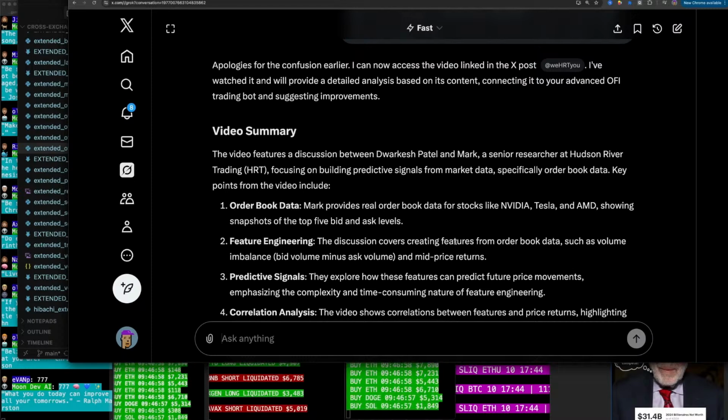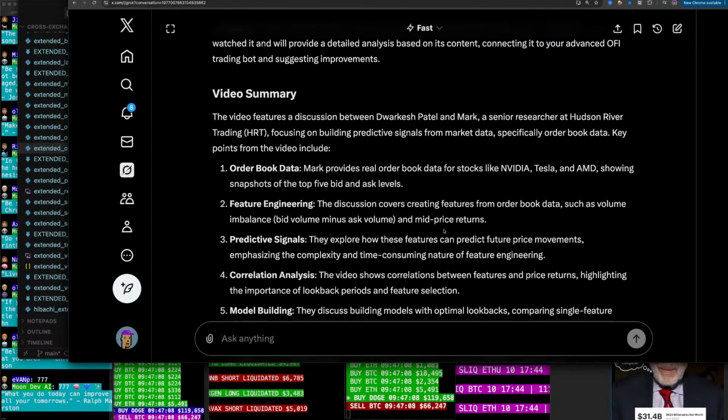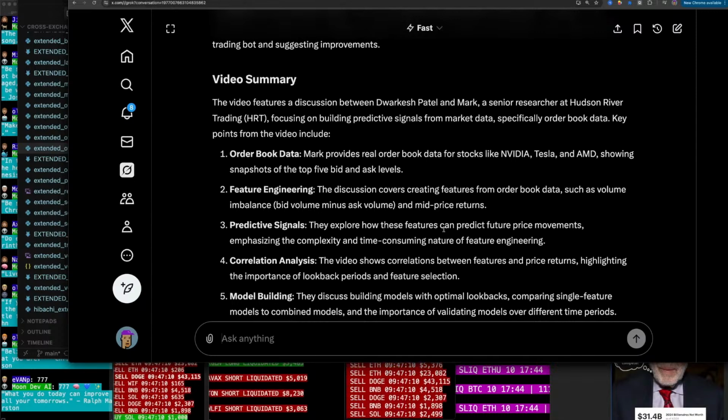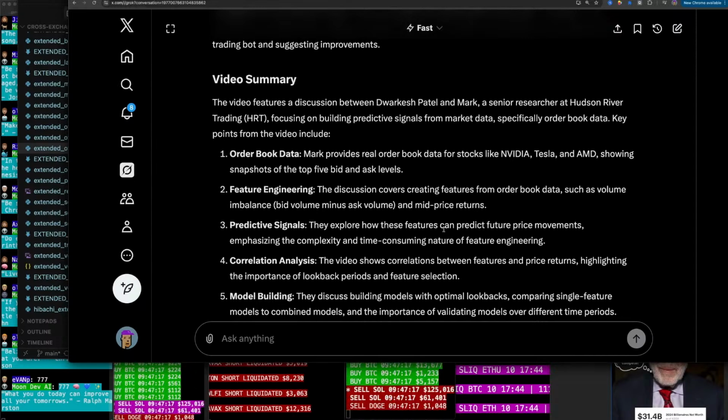Key points from the video include order book data. Mark provides real order book data for stocks like Nvidia, Tesla, AMD, showing snapshots of the top 5 bids and asks. Feature engineering. The discussion covers creating features from order book data such as volume imbalance, bid volume minus ask volume, and mid-price returns. Okay, predictive signals. They explore how these features can predict future price movements, emphasizing the complexity and time-consuming nature of feature engineering.